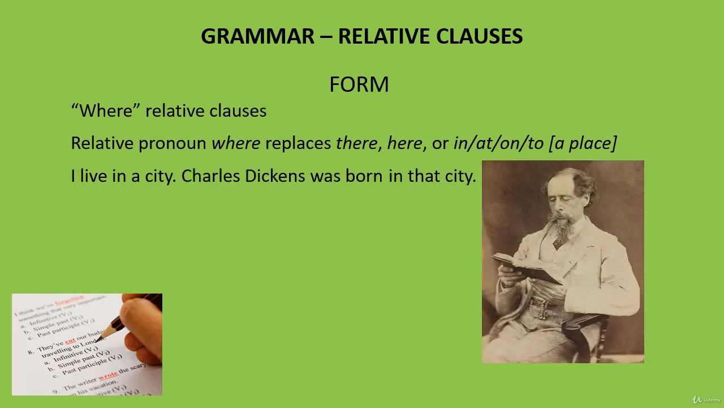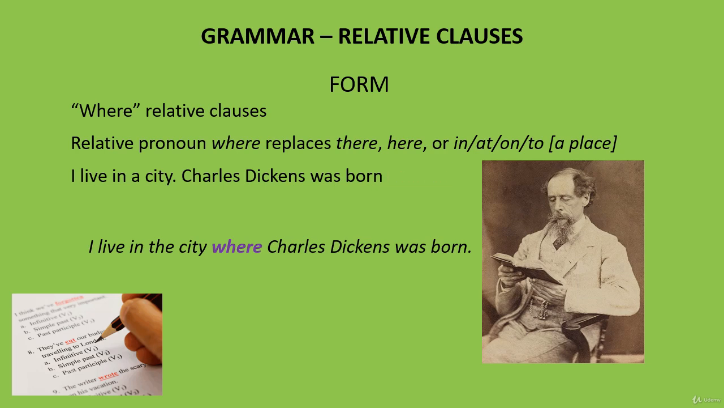Look at these two sentences. I live in a city. Charles Dickens was born in that city. How do we make a sentence with a relative clause from those? We exchange in that city for where, because it's in a place, in a city. Then we put where after the unknown noun in sentence 1, which is city. And then we finish that second sentence.